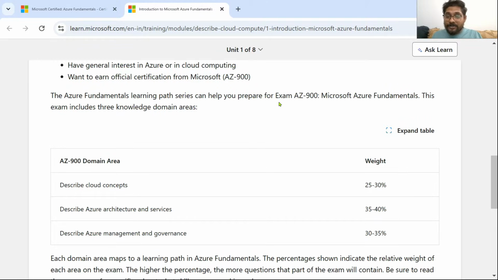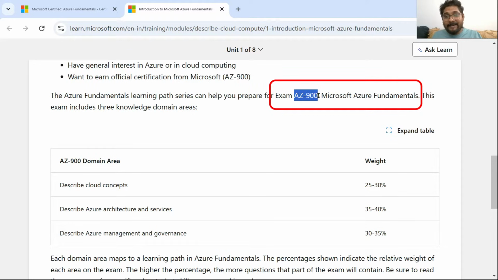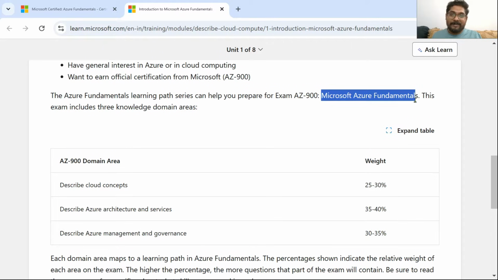This exam, in short, is also known as AZ-900, or you can call it AZ-900, whatever it is. So AZ-900 is a common name for the Microsoft Azure Fundamentals.